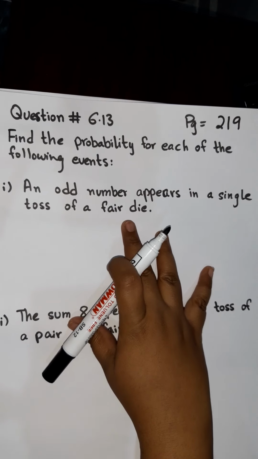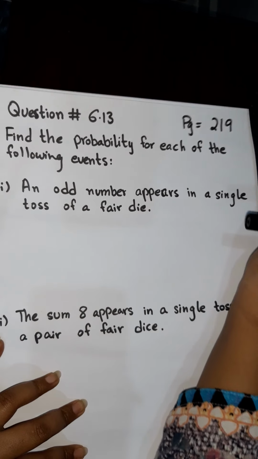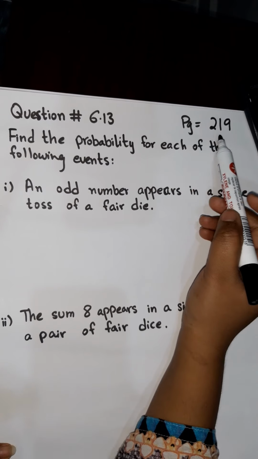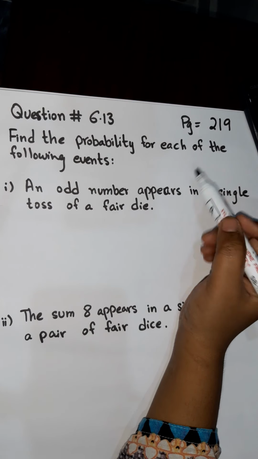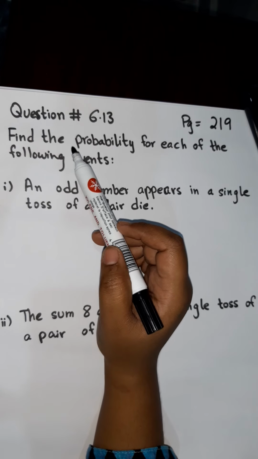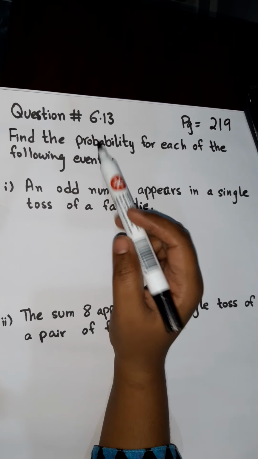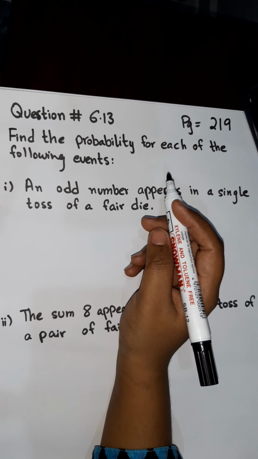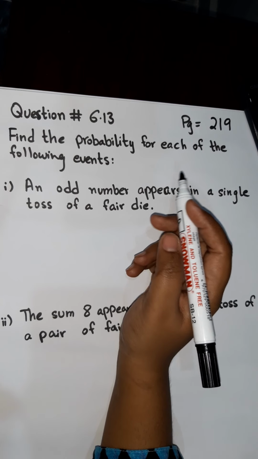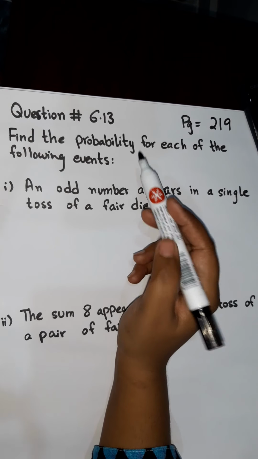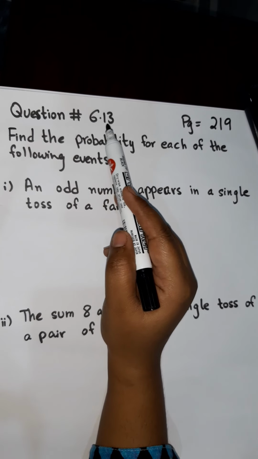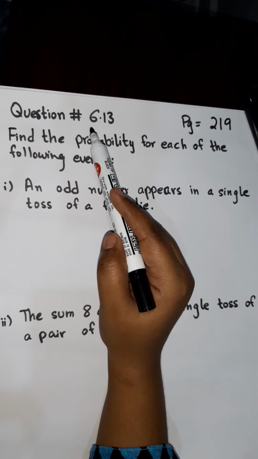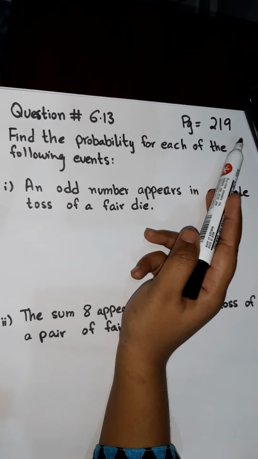Now from exercise 6, question number 6.13, from page number 219. I am taking these questions from the suggested book, Introduction to Statistical Theory Part 1, and the probability portion is starting from chapter number 6. I have taken this question from exercise 6 on page number 219.